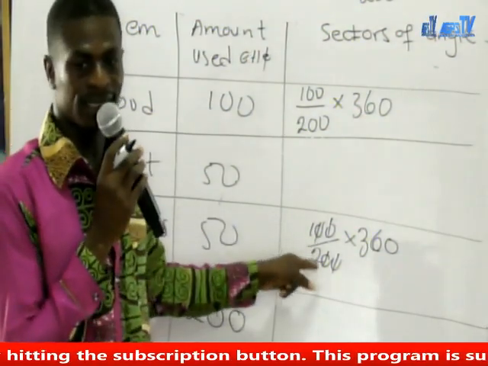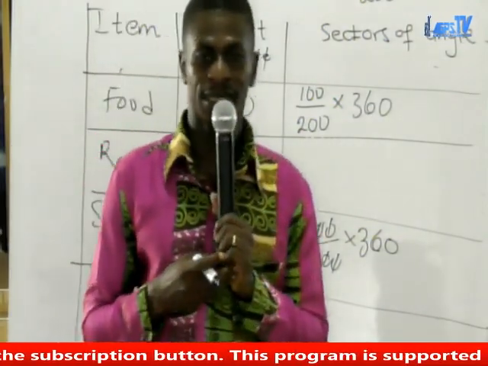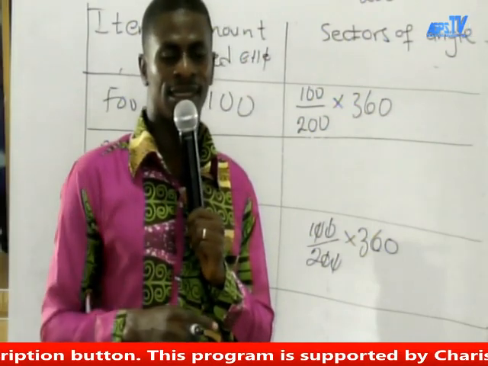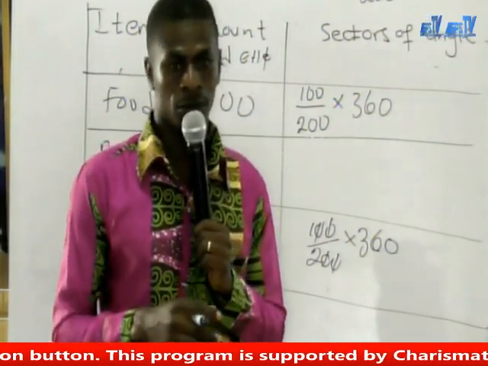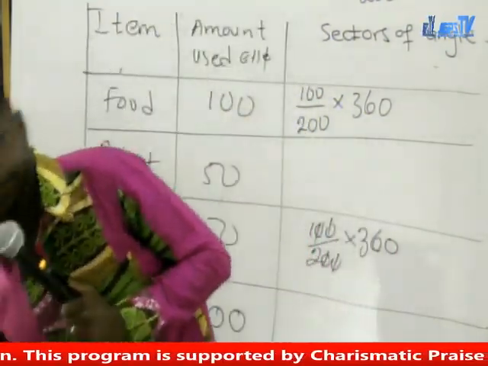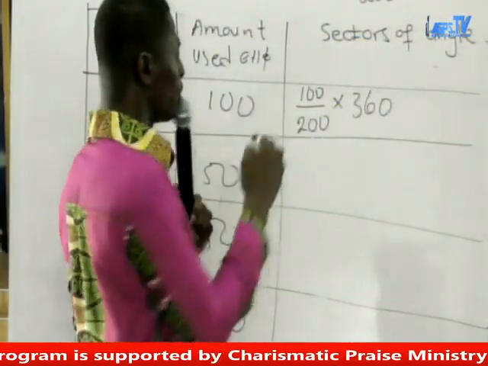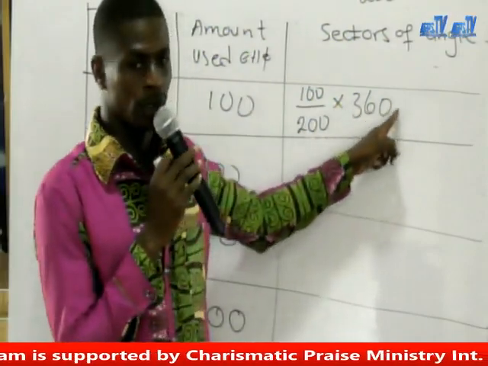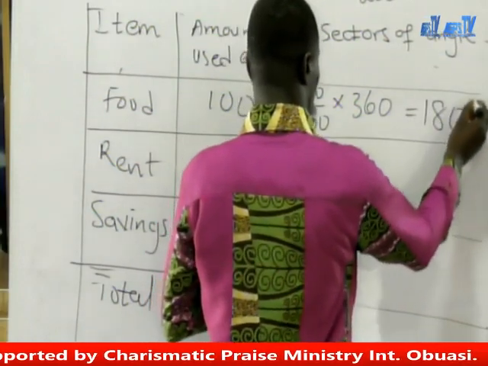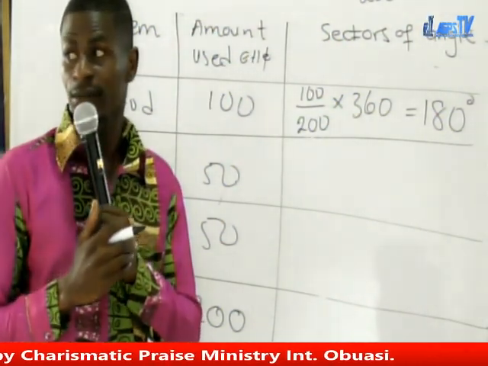But do not do your cancellation inside the table. It doesn't make your work presentable at all. And if you have been following my lessons, you realize that cancellation is something I don't like to do at all, because I want my work to be presentable as best as possible. And so 100, as I've said, goes into 200 two times, and 2 into 360, 180. Don't forget to put your degrees there, because angles are measured in degrees.